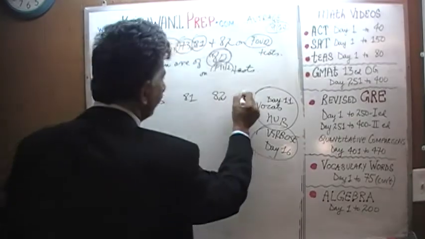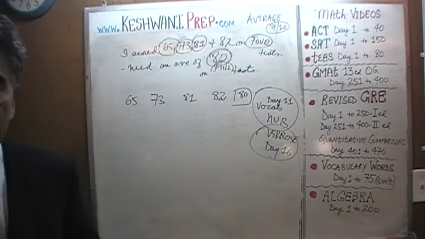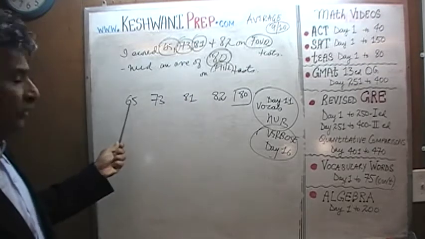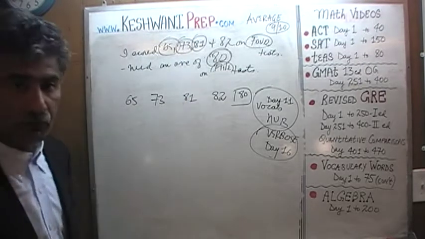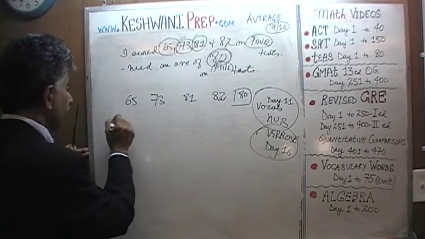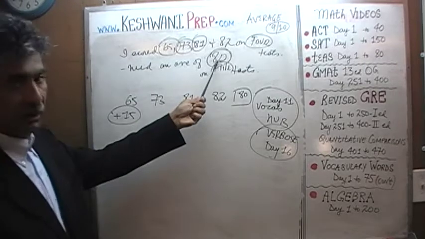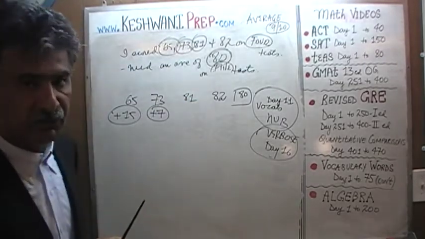65, 73, 81, and 82. Well, I want an average of 80 on the five exams. So let's see how much surplus, how much deficit we have. Here we have 65, we need an average of 80. We are 15 points short. We have a 15 point deficiency from our target of 80. We need to make up those 15 points. We need to earn those 15 points. Here, our target is 80, we only have 73, we need to earn 7 more points to make up for the deficiency in the second exam.